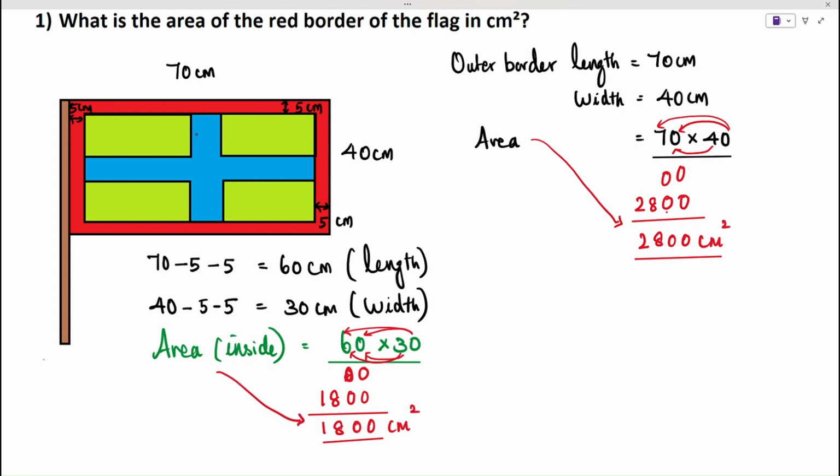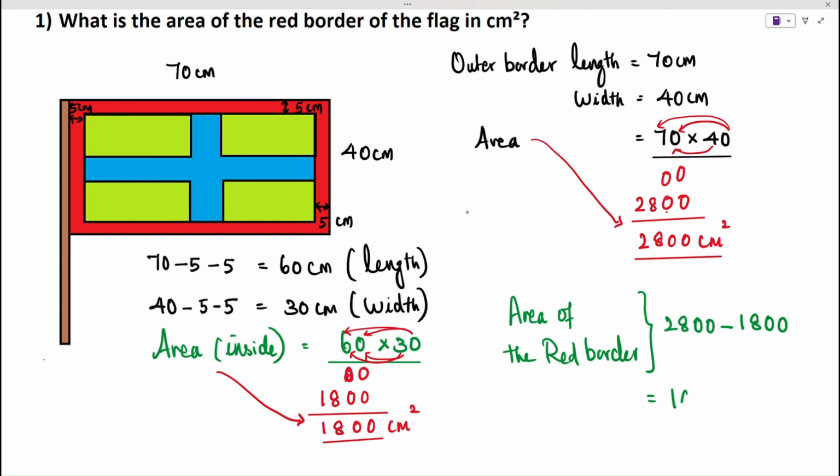Now we're going to subtract the area of our smaller rectangle from the area of our larger rectangle. So for the area of the red border, it will be 2,800 minus 1,800. And this gives us a nice round value of 1,000 centimeters squared. This is the answer to the first part of our question.